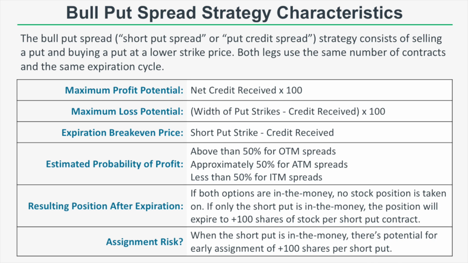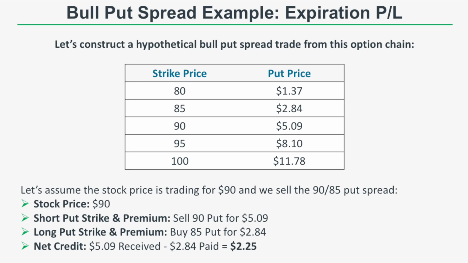Alright, so now that we've discussed the basic strategy characteristics, let's go ahead and look at a bull put spread example and then take a look at the expiration risk profile graph. Alright, so let's look at an example bull put spread trade. Here we have various strike prices and we can see the put price for each corresponding strike price. Let's say at the time of these option prices, the stock price is trading for $90 and we sell the 90/85 put spread.